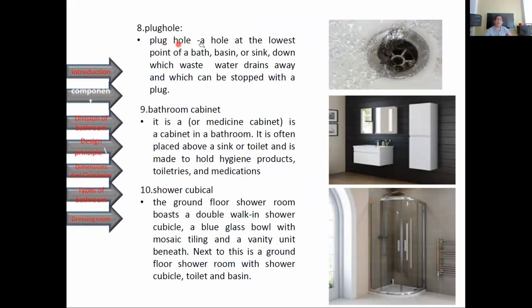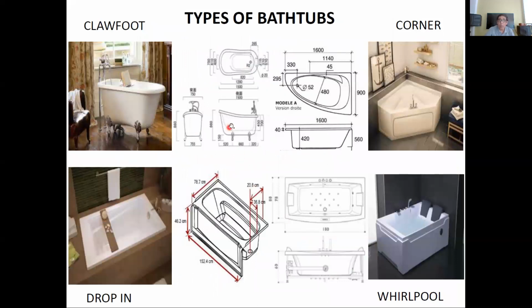So there is also the plug hole, a hole at the lowest point of the bath or sink. This is the plug hole. No? It is used to drain the water inside the toilet. There's also a bathroom cabinet. Okay, these are the bathroom cabinets, and there's also a shower cubicle. Okay, so these are the different bathtubs. I will show you more detailed dimensions of the different types of bathtubs. This is the claw foot, which, you can see at the bottom of the tub, there's a claw foot. No?